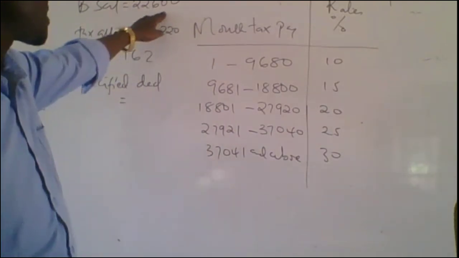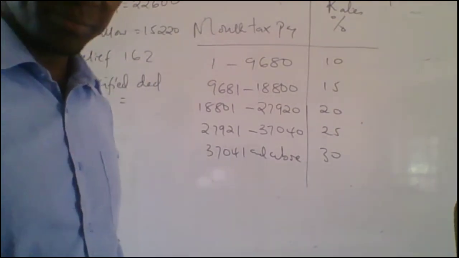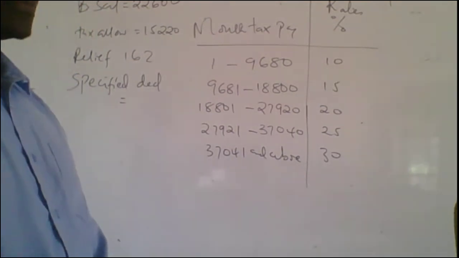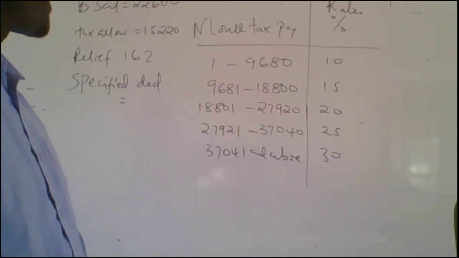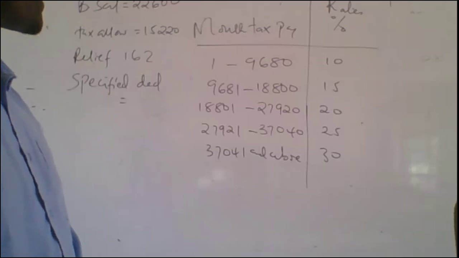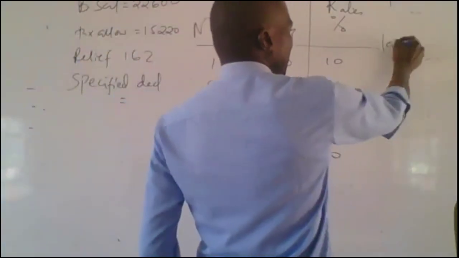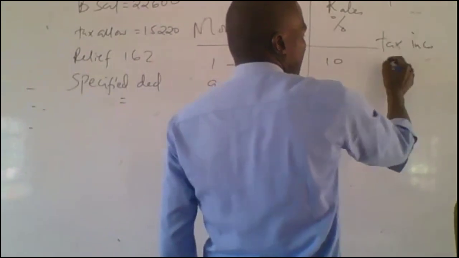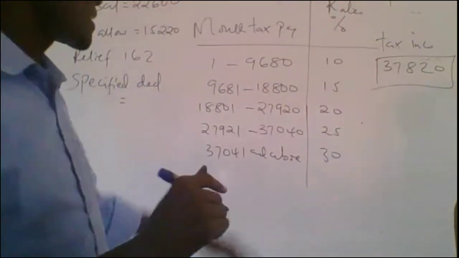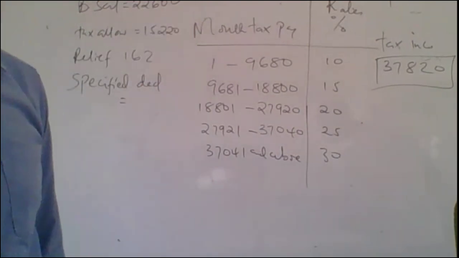So here you take your 22,600 and add all those allowances, which add up to 15,220. That gives you 37,820, right? So 37,820 is our taxable income. If you are to work out that question, you make sure your taxable income is correct. That is the basic salary plus the allowances.